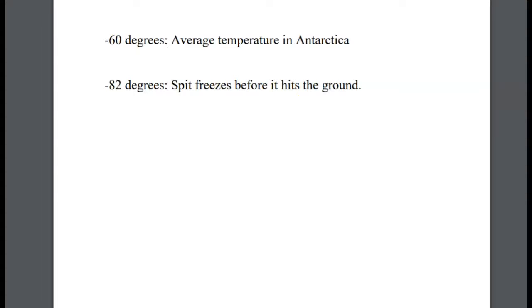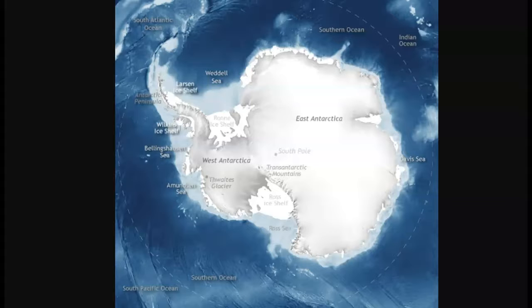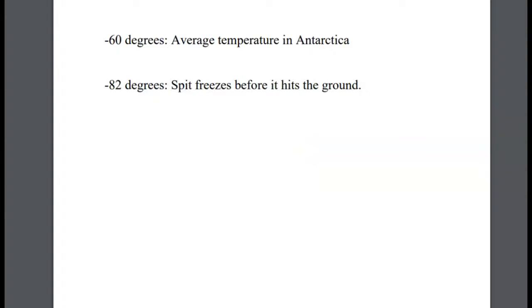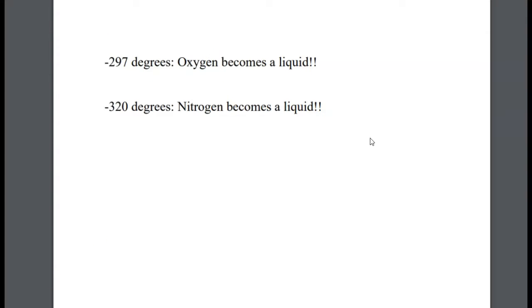Negative 60 degrees, that's the average temperature you're going to see in Antarctica. That's where it's going to get that cold. And at negative 82 degrees, if you spit, the spit will freeze before it hits the ground. So if you spit, it'll turn to ice, hit the ground, and shatter. That's negative 82 degrees. But we can get colder.